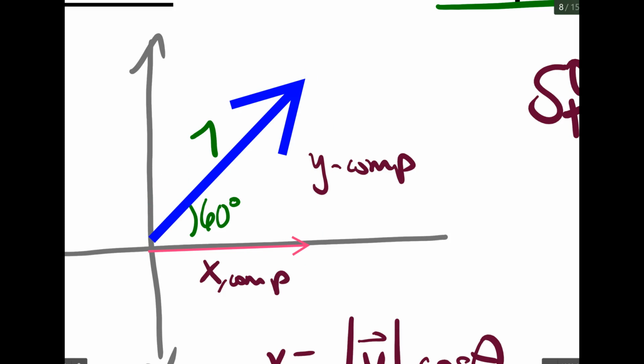And same way, if I wanted my y vector, I start here and I end here. So I'm only tracing, it's almost like if I shone a light on it, the shadow of it. So my other vector would literally only be this tall.